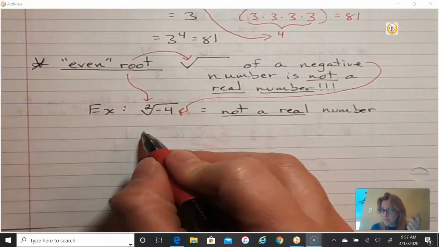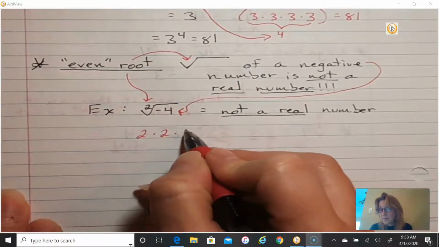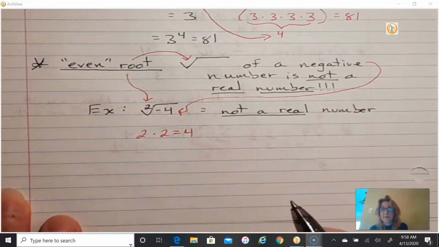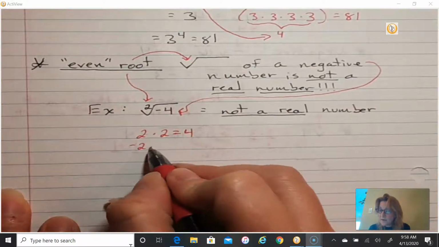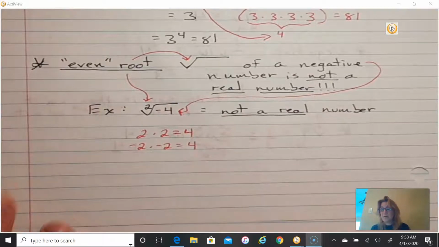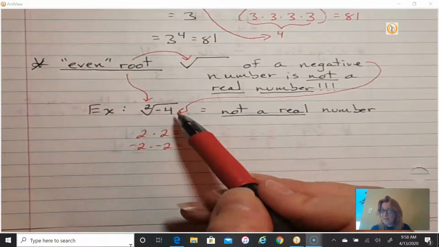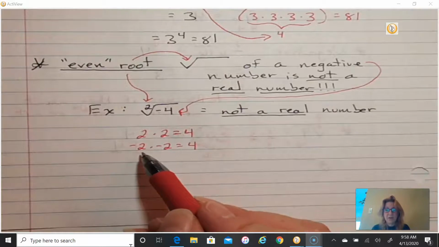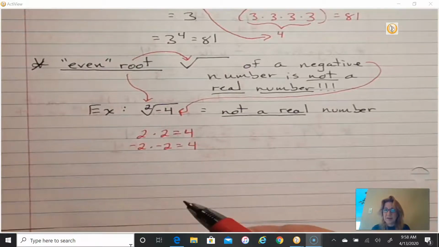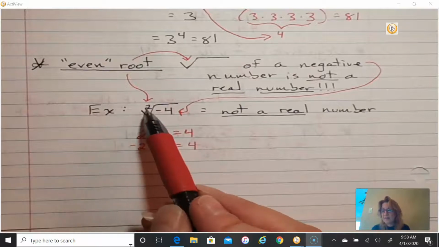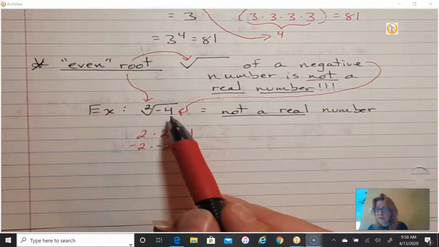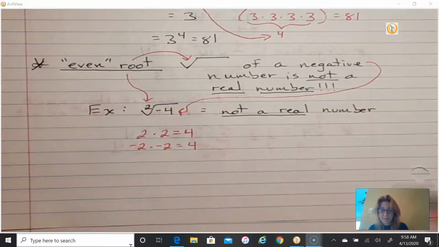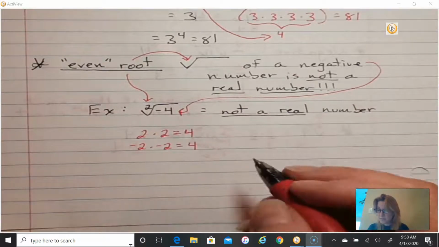2 times 2 gives you a positive 4, right? Negative 2 times negative 2 gives you a positive 4. So there is nothing that times itself twice will give you a negative number. You can't do a positive 2 times a negative 2 because when you're doing square roots, it's got to be the same. So there's no way to have a root of 2 or an even number and get a negative radicand. Won't work.